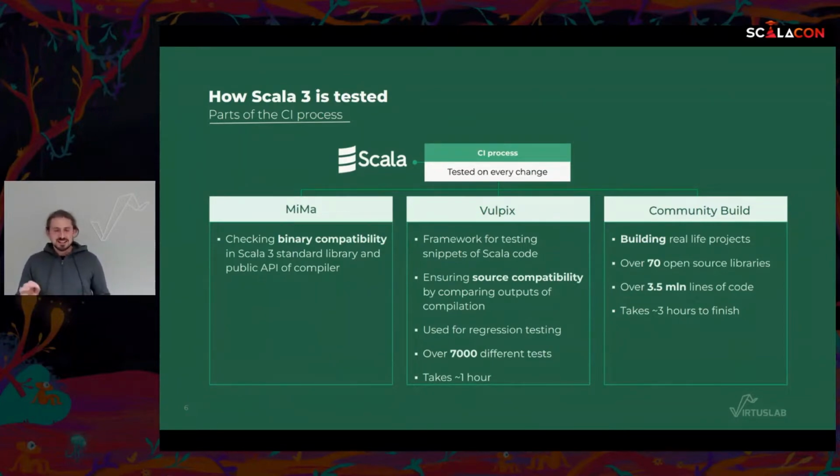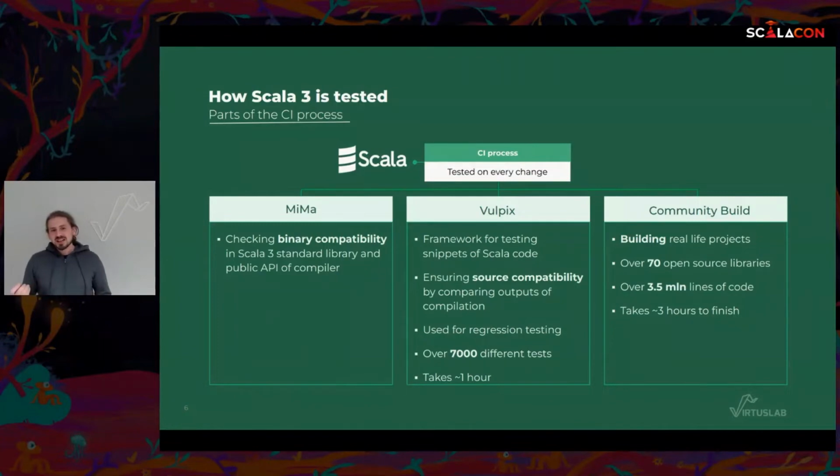Vulpix is our internal framework that we use to test snippets of Scala code. So in general, there are thousands of files that are structured in some way, and we test them with the new version of the compiler. In general, we, for example, make sure that the given code snippets compile, or that they, for example, fail with the correct errors. That's quite important also.